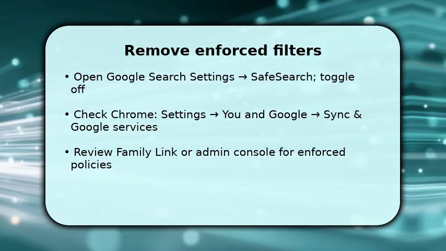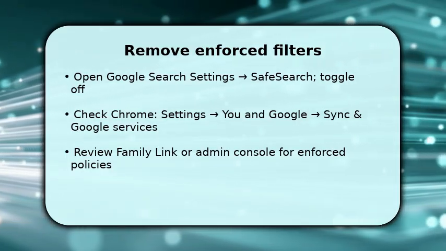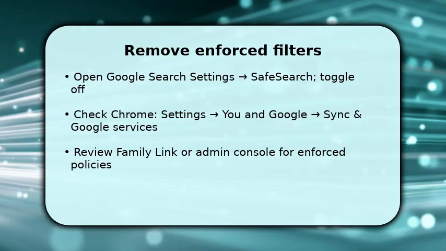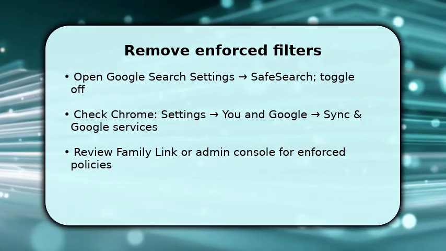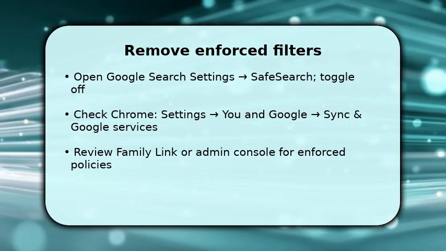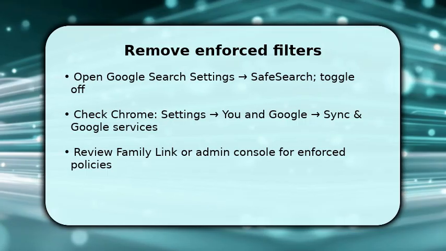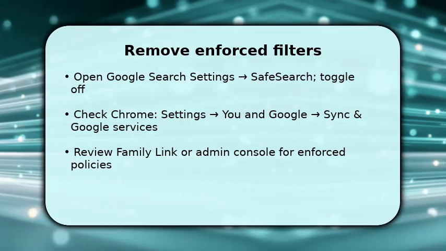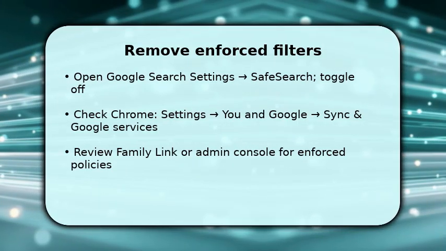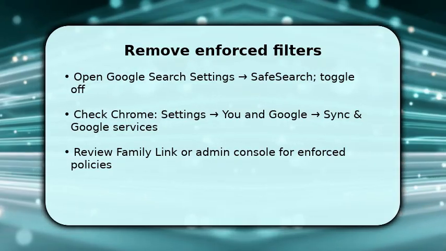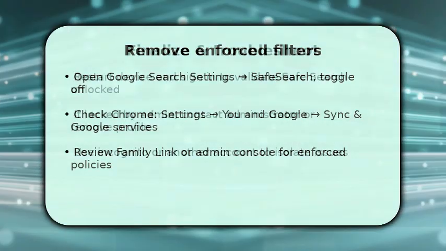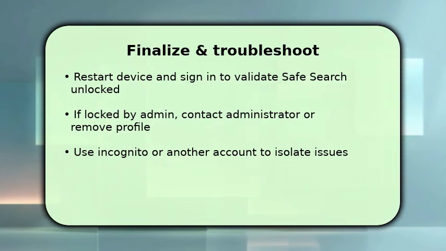If Chrome still shows locked, open Chrome settings, go to Sync in Google Services and confirm you're not supervised. If Family Link or a school admin controls the account, open the Family Link app or admin console and remove the restriction from the child or user profile. Make sure to clear browser cache and cookies so the unlocked state takes effect. Finish by restarting the device and signing into Google to confirm Safe Search is off.